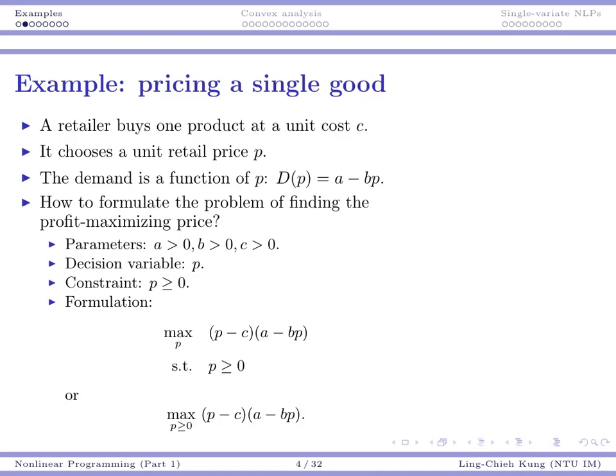What's important here is that naturally the trade-off in finding a price is to choose between a high margin or high sales volume. And because there is a product operation here, we can see that P is multiplied by P. So this function is a nonlinear function of P. So that's why this is a nonlinear program.